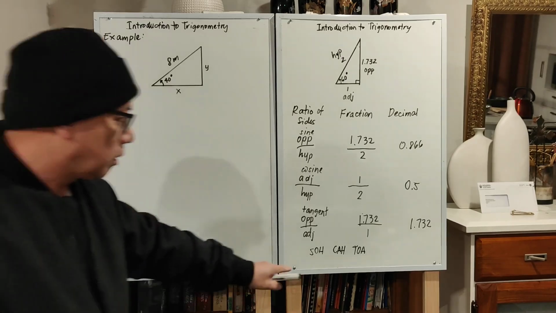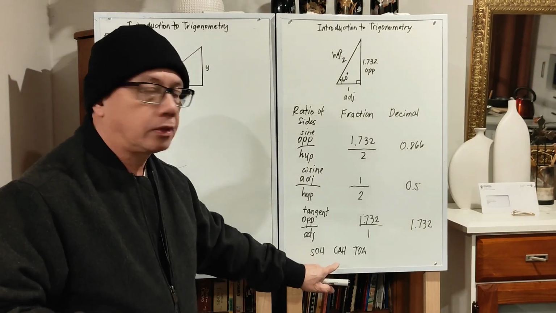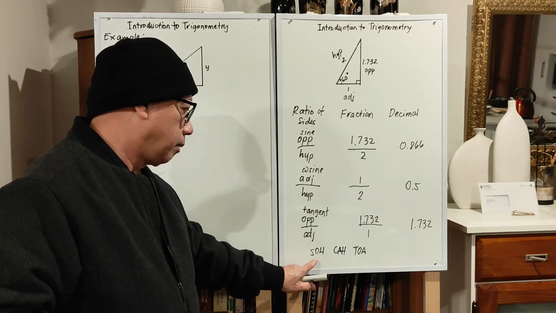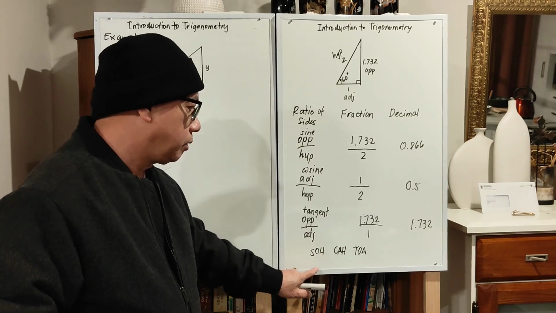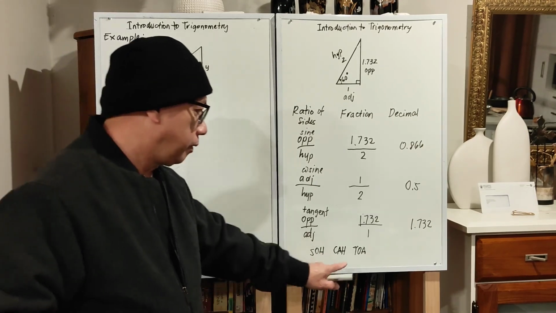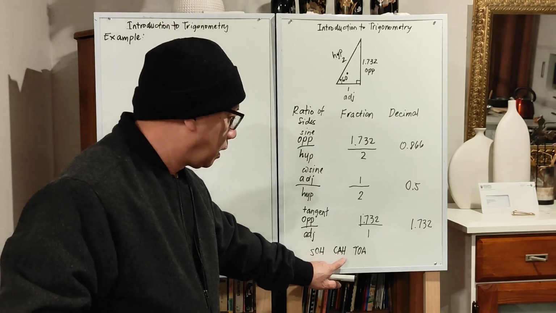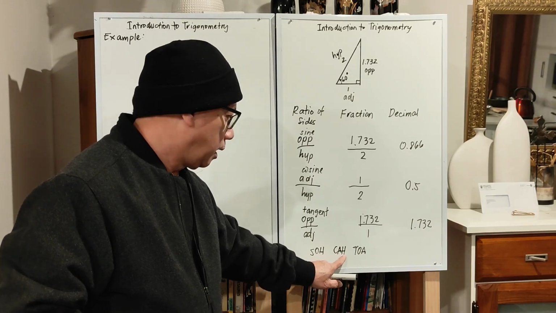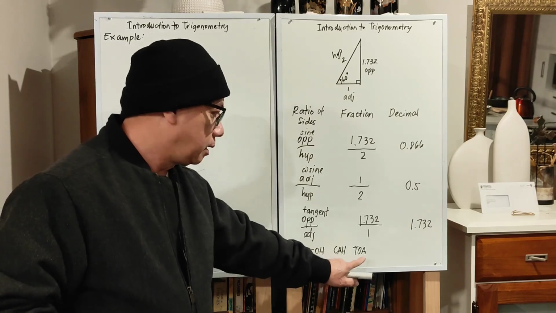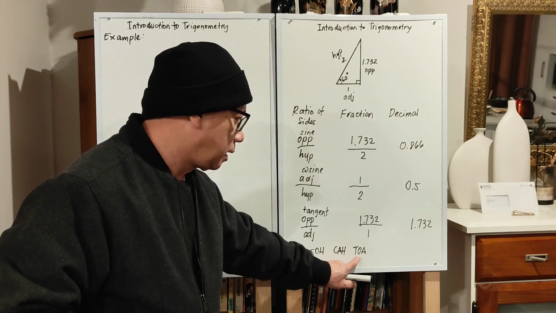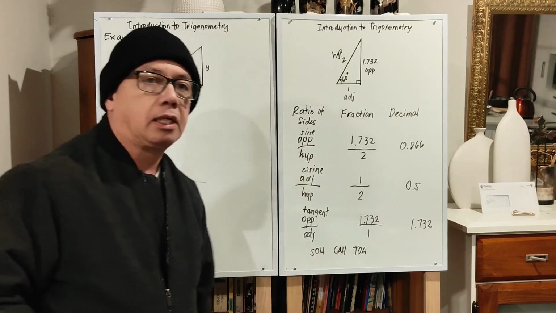So for the sides that you have to use for the ratio: if you have opposite and hypotenuse, you use the sine function. If you're looking for adjacent and hypotenuse, you use the cosine, and if what is given is opposite and adjacent, you use the tangent.